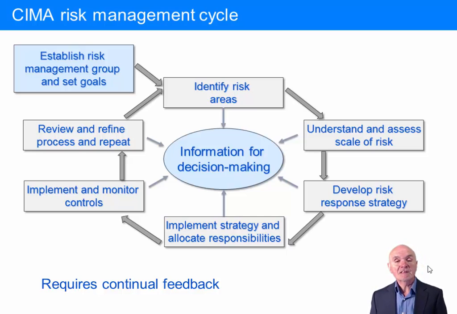We then have to understand and assess the risk. For example, how likely is this risk to occur? How bad will it be if it does occur? And then decide what to do about it, develop a risk response. Once we know what we want to do about it, then we have to allocate responsibilities to people and have a strategy. The strategy might be, for example, that you get external consultants who come in to inspect certain parts of the operations of the company.